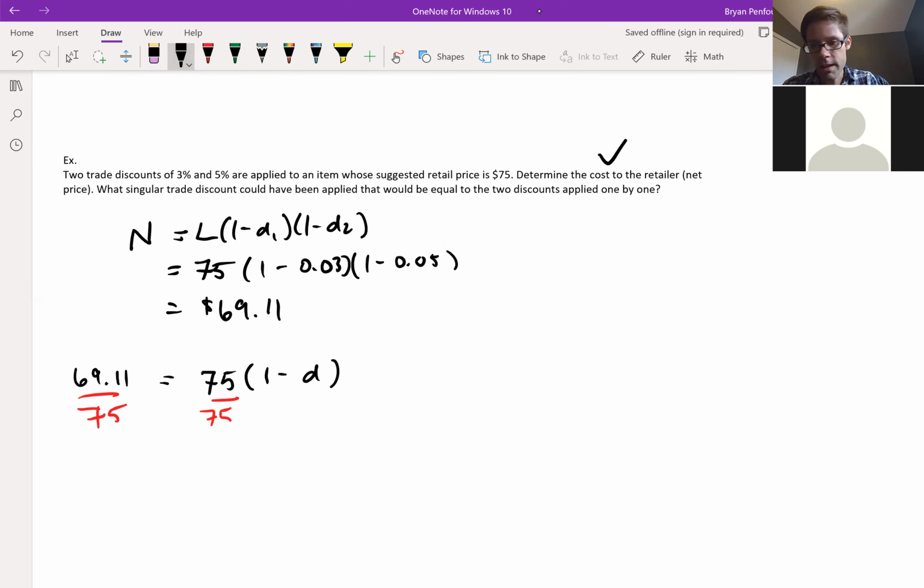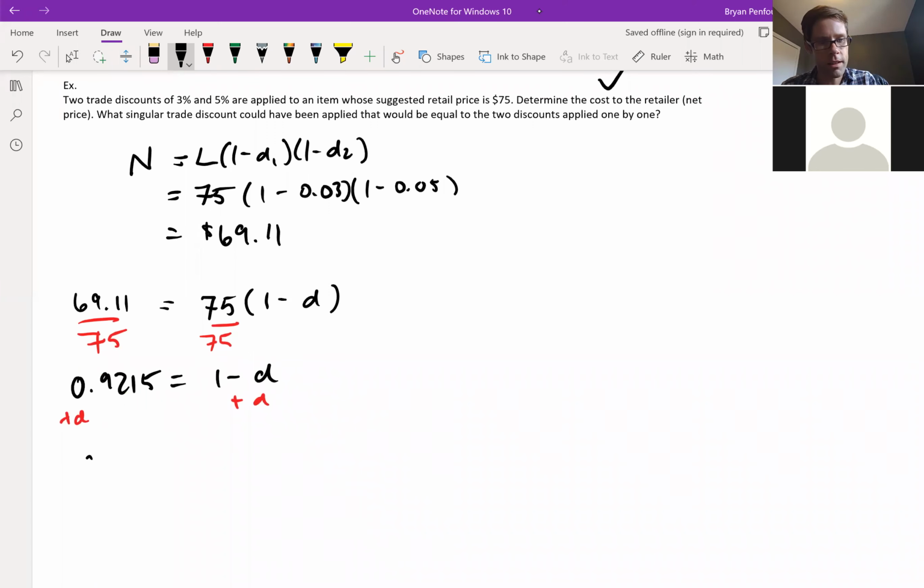Okay, so that's where our 0.9214 comes in, so 0.9215. And from here, I'd probably add D to both sides and then do that subtraction that was suggested in the chat. So we have D plus 0.9215 is equal to 1, and then subtracting our 0.9215.